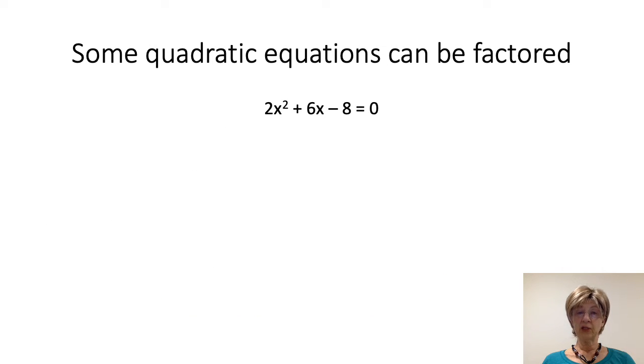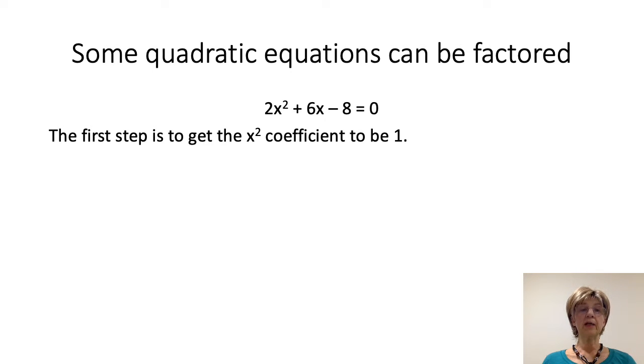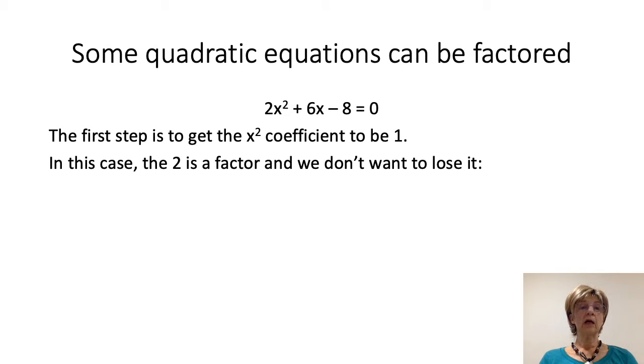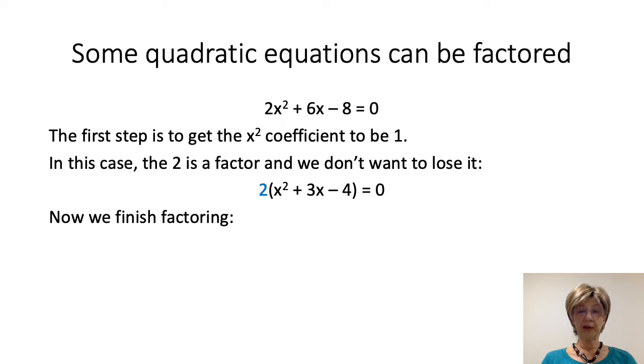Some quadratic equations can be factored. Here's one that can be factored. 2x squared plus 6x minus 8 equals 0. The first step is to get the x squared coefficient to be 1. So in this case, the 2 is a factor and we don't want to lose it. So we factor that out and we're left with x squared plus 3x minus 4 equals 0. Now we finish factoring and we end up with 2 times x plus 4 times x minus 1 equals 0.